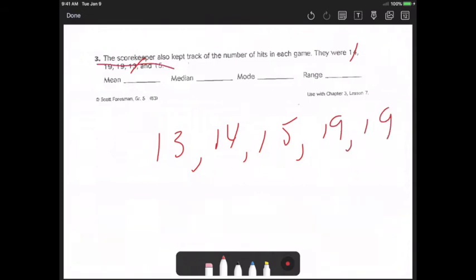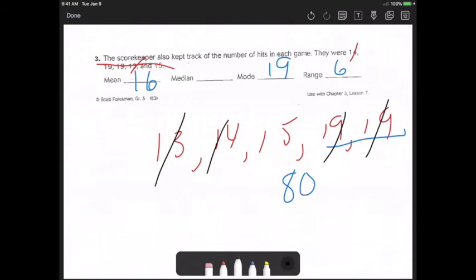All right. So the first thing I'm going to do is range again. 19 minus 13, and the answer is 6. I'll do mode, most often is 19. Mean, let's add them up again. So we have 13 and 14 is 27, plus 15, 19 and 19 is 38, so I add that. I have 80, and we'll divide it by 5 because there's 5 numbers, and I get 16 for the mean. The median, karate chop, and that answer is going to be 15.